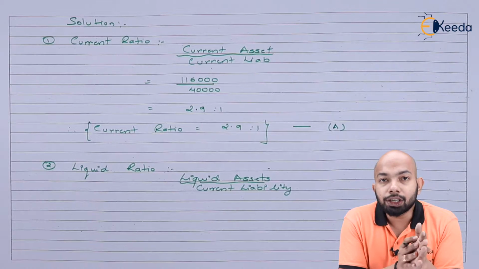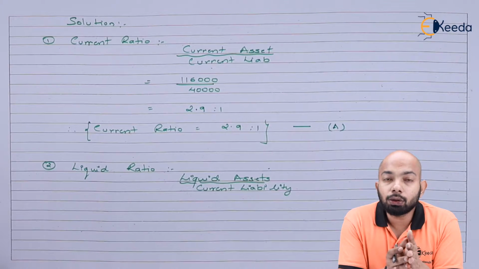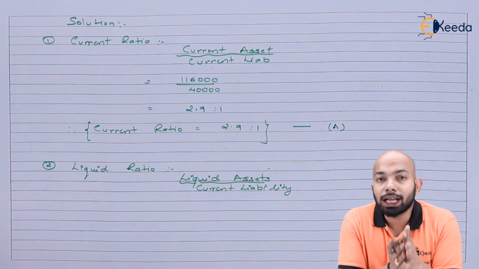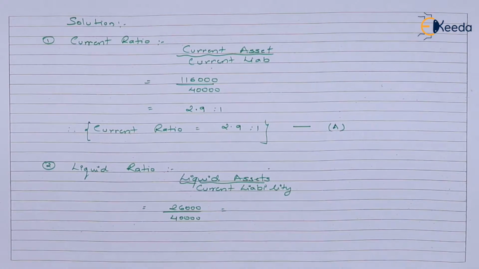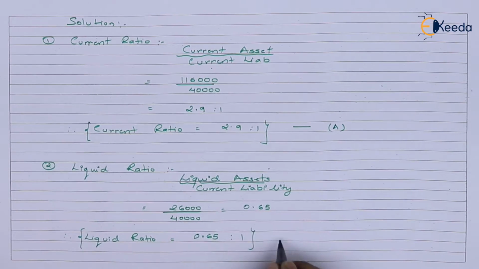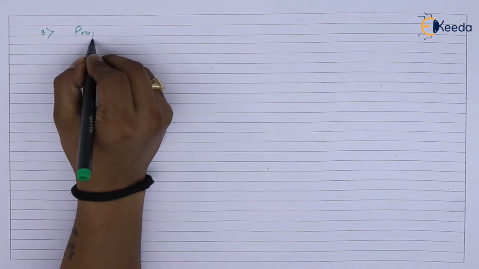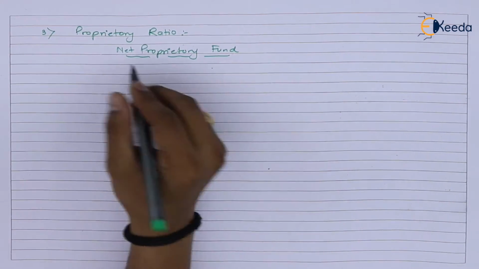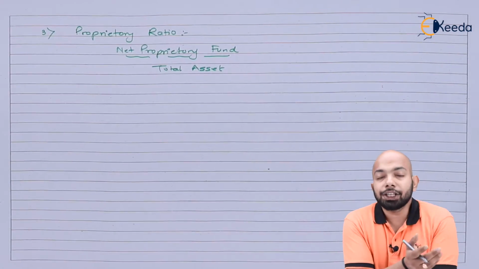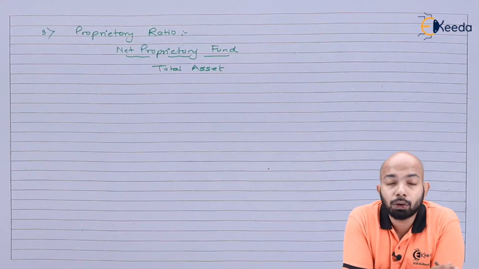Now, when it comes to liquid ratio, the formula is liquid assets upon current liability. Liquid asset total also we have figured out, so we'll put that value here. So liquid ratio here is 0.65 is to 1. The next ratio that we'll be dealing with is a proprietary ratio. The formula for that is net proprietary fund upon total assets.